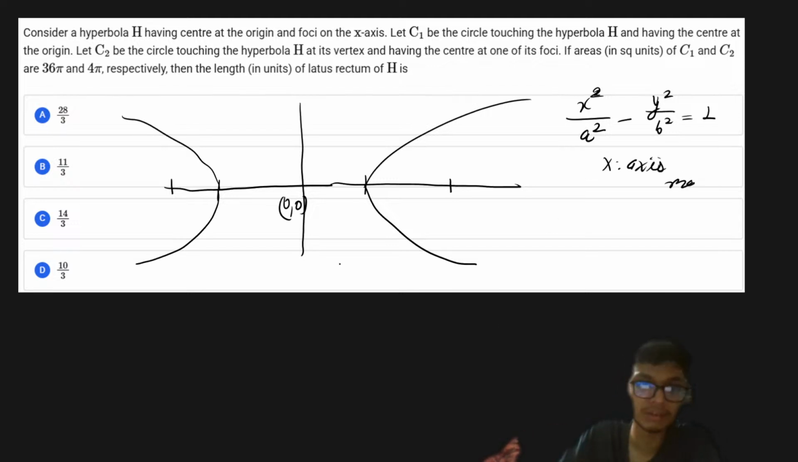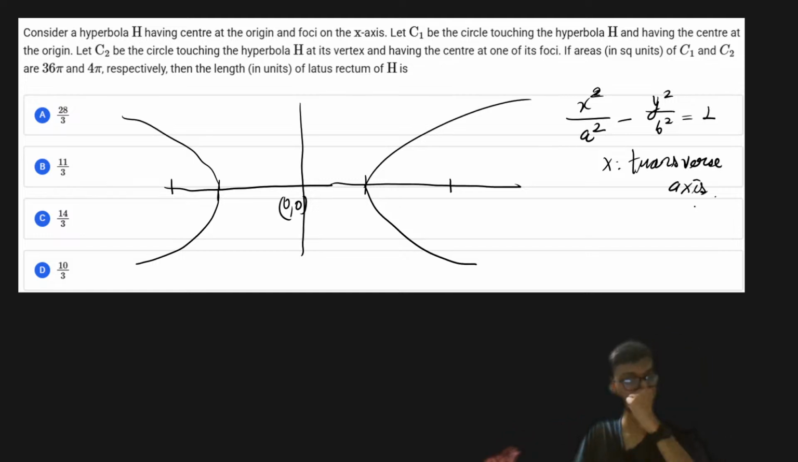We don't call this major axis and minor axis in the case of a hyperbola. We call it transverse axis and conjugate axis. So please make a correction. The x-axis is going to be the transverse axis over here. So from this part, then we can further calculate.